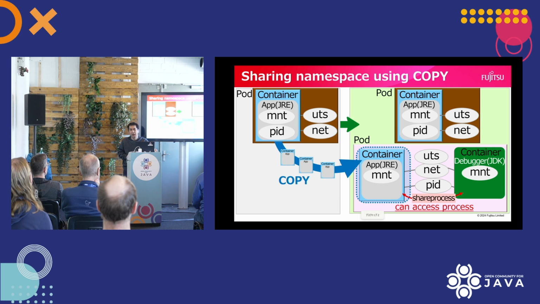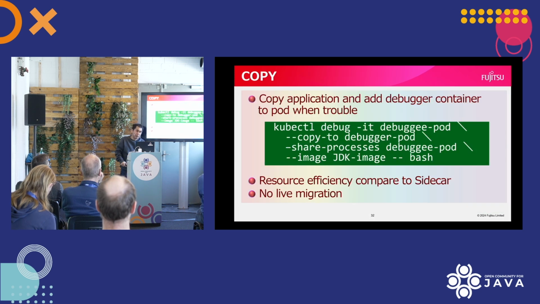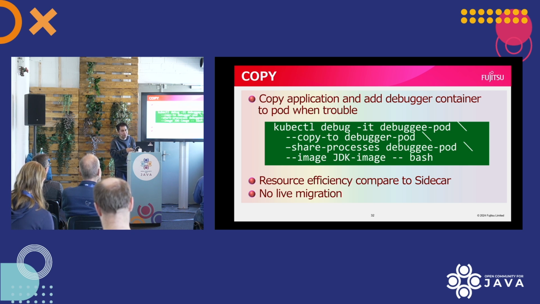So the one important thing to know about this method is you do not touch the existing pod. There are two pods and two application containers, but these two containers are totally different. There is no relationship between the two containers. So this method is more resource efficient than the sidecar method, but you cannot debug the exact container in which the issue happens. So it can be used when the issue is a very reproducible case.